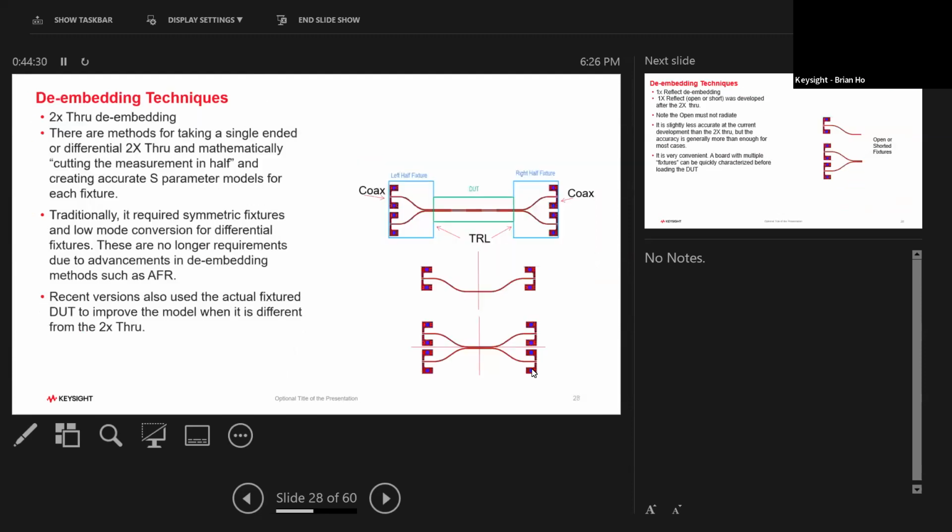One of the de-embedding techniques that we use is what we call a 2x through embedded, where we have a through with the two fixtures put together, and we measure the through across it, and divide it in half. That assumes, again, that these fixtures are exactly the same. The left and right have to be exactly the same, but that's traditionally with what we call AFR, automatic fixture remover, which is a Keysight de-embedding technique. Traditionally the methodology is to divide it in half and then measure it. So it has to be the same.